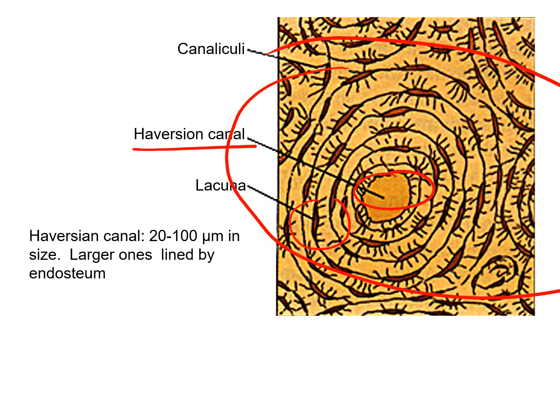Very important here, I need you to see. You can see this is lacuna, and you can see here from one lacuna to another lacuna extends this short canal. This short canal, we call canaliculi. And inside these canaliculi, we have the cytoplasmic processes of the osteocyte.